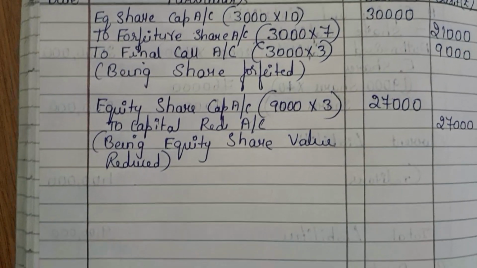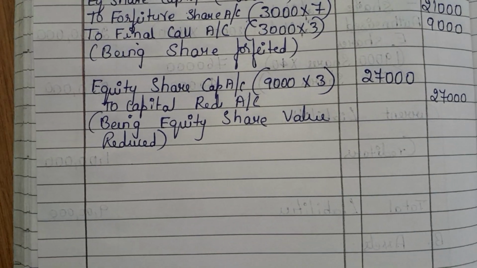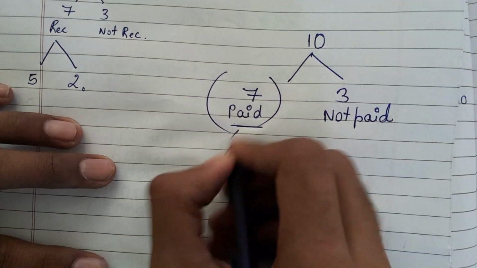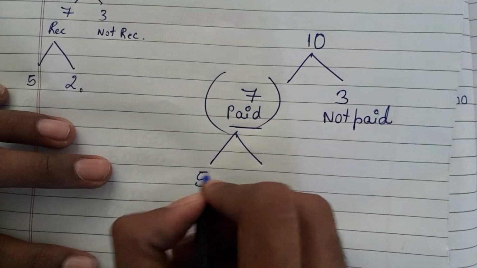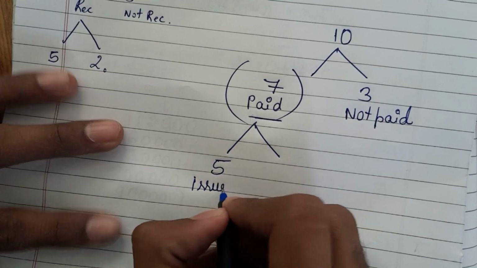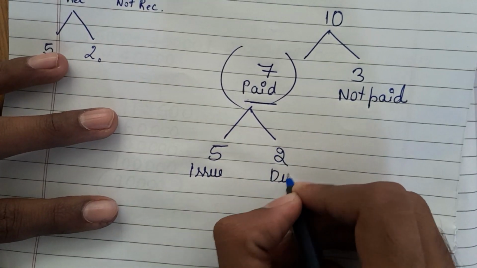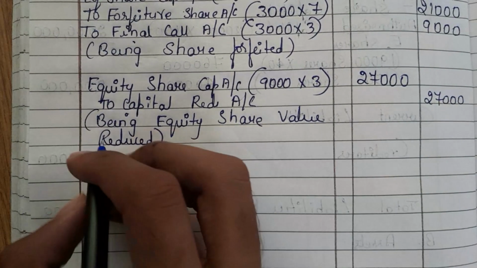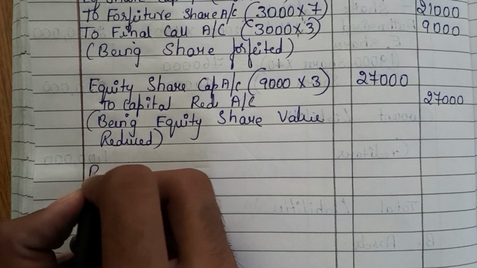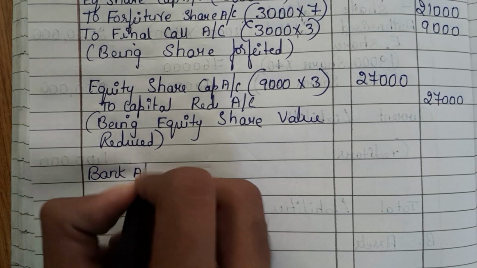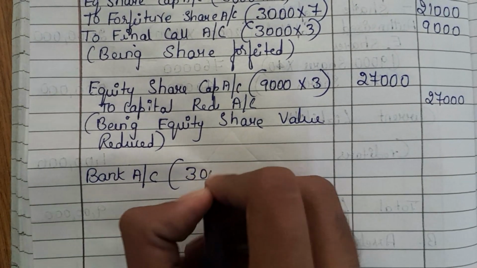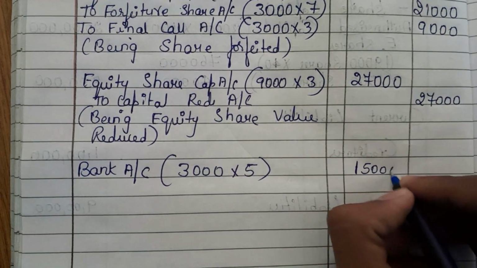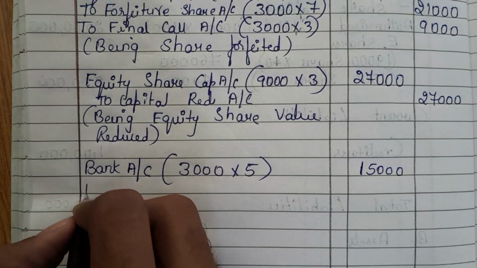Next, to reissue the forfeited shares at rupees 5 per share. See here, 7 rupees they had paid. Now this 7 rupees value share they are issuing at 5 rupees. So the remaining 2 rupees they are giving as discount. The entry will be bank account debit. They are issuing, which means they will get money. They are reissuing these 3000 shares at rupees 5, so it is 15,000. They are giving discount.